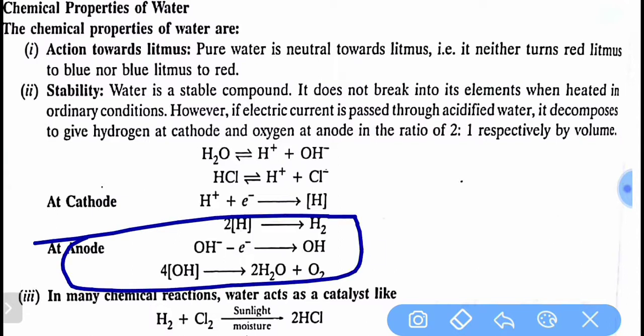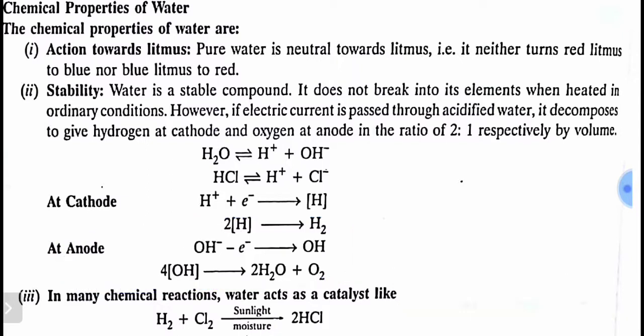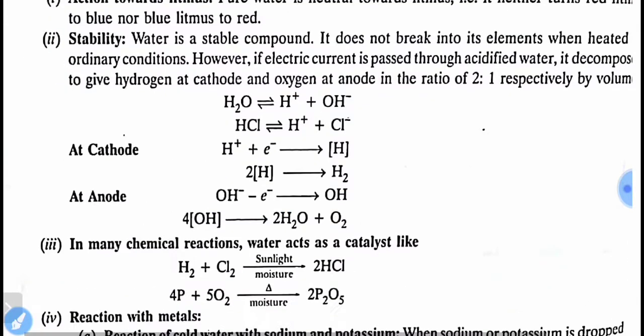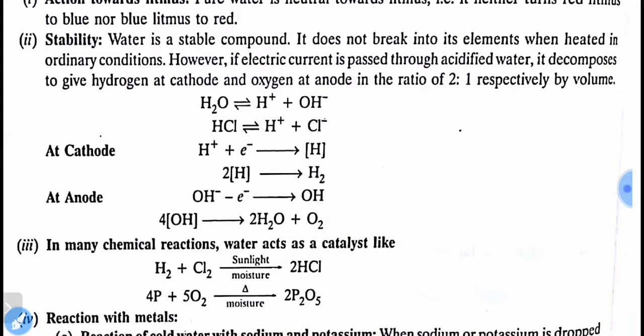At the anode, the hydroxyl ion removes one electron, and it forms H2O by combining of 4 hydroxyl ions. So this is the breakdown of water. Water only breaks down when electric current is passed through acidified water, otherwise it is a stable compound.